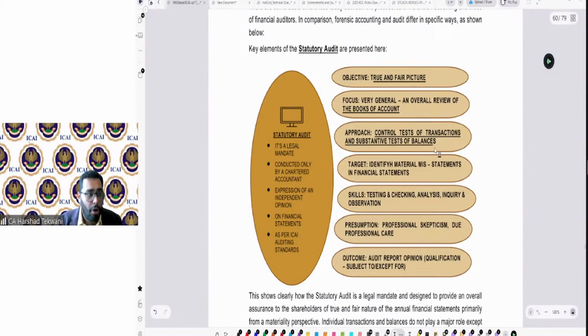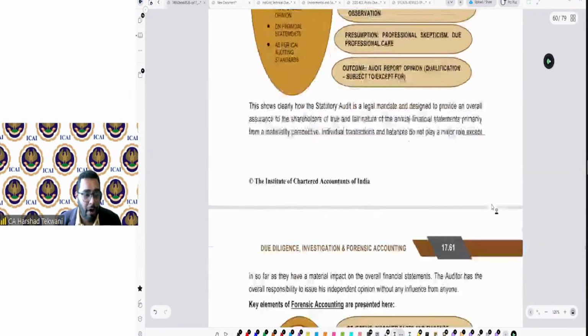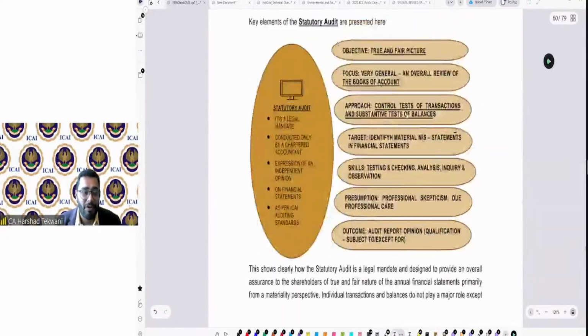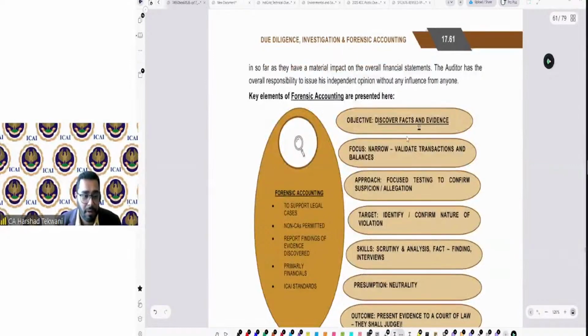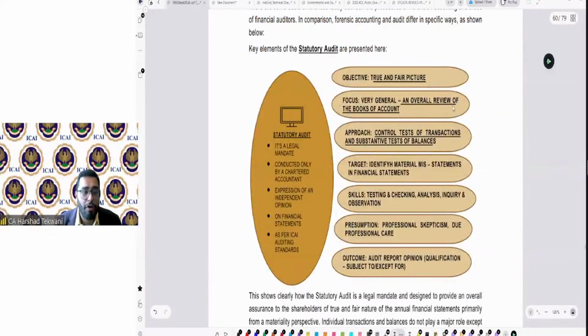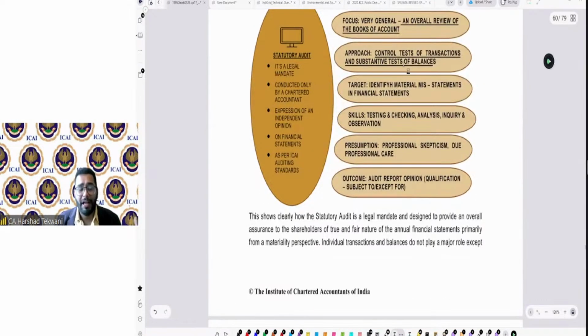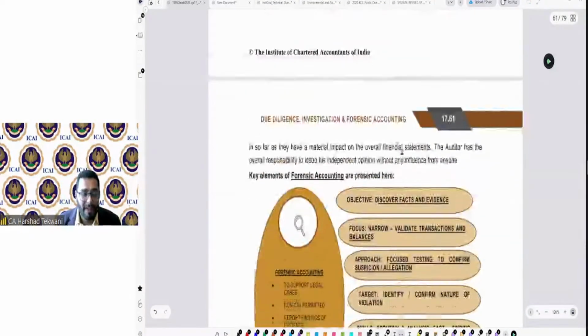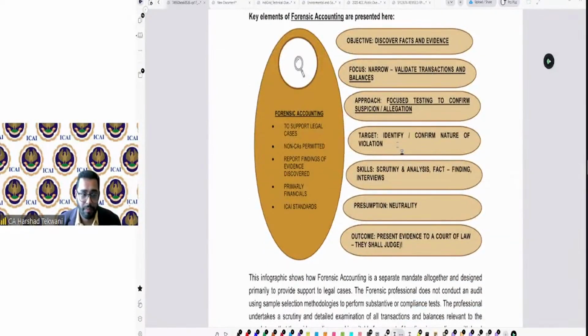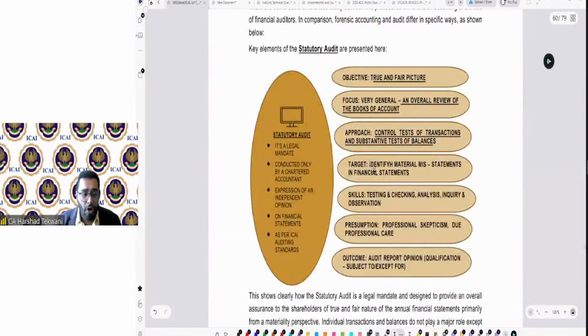But when I talk about forensic audit or forensic accounting, it differs with respect to the statutory audit. And how it differs: it is discovery of facts and evidence. Where I had a true and fair picture, it becomes discovery of facts and evidence. The focus is not on an overall review of books of account, but on the validity of a transaction and balances for a particular purpose. The approach is testing to confirm suspicion or allegation, whereas in an audit it is substantive or control testing. The target is to identify or confirm the nature of violation or transaction, whereas in an audit it is identification of material misstatement.